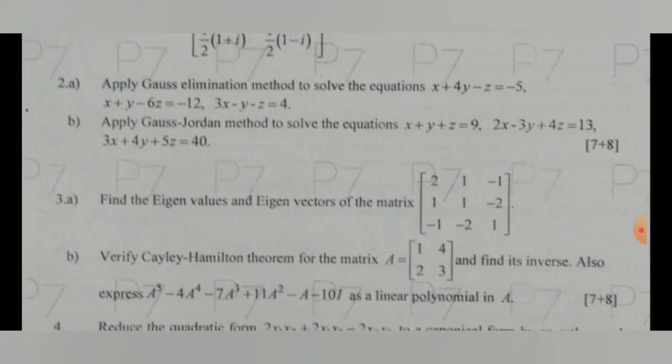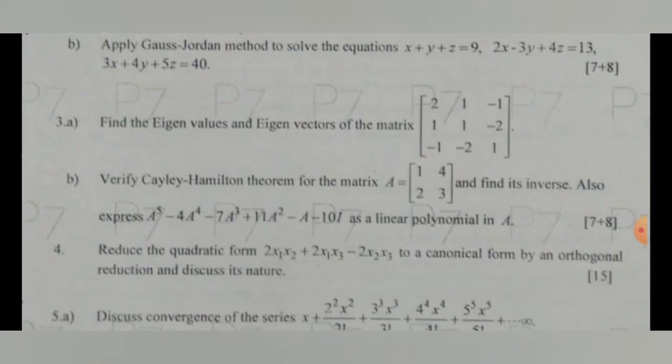Third A: find the eigenvalues and eigenvectors of the matrix. A matrix is given, and you directly calculate the eigenvalues and eigenvectors. Third B: you verify the Cayley-Hamilton theorem for the matrix. A 2 by 2 matrix is already there, so you can directly verify the Cayley-Hamilton theorem, and along with it you can also calculate the inverse.